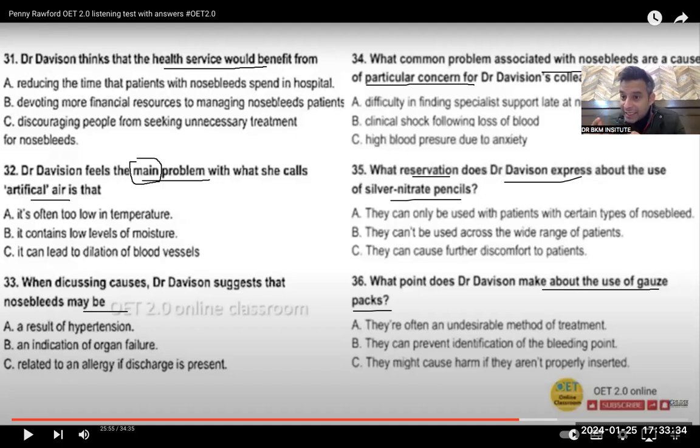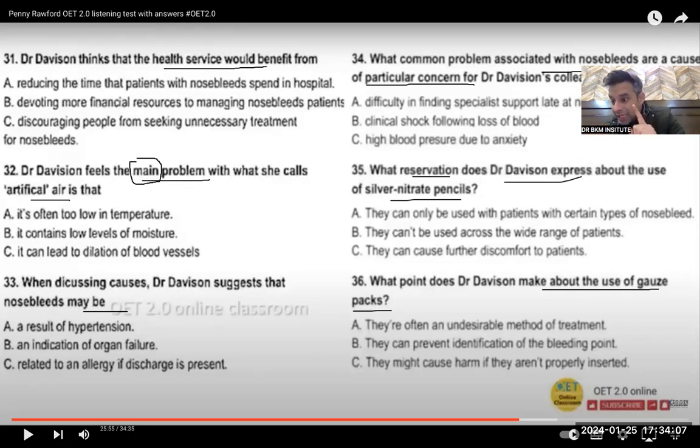They can prevent identification. Nothing like that was spoken. The line that was spoken was that in some cases you are unable to identify the bleeding point. So you put the whole gauze back inside the nose, front and back, then you press it to stop the bleeding. But gauze pack is not preventing the identification of the point. When the point is not identified, then gauze pack is used. But gauze pack is not a problem in identification.